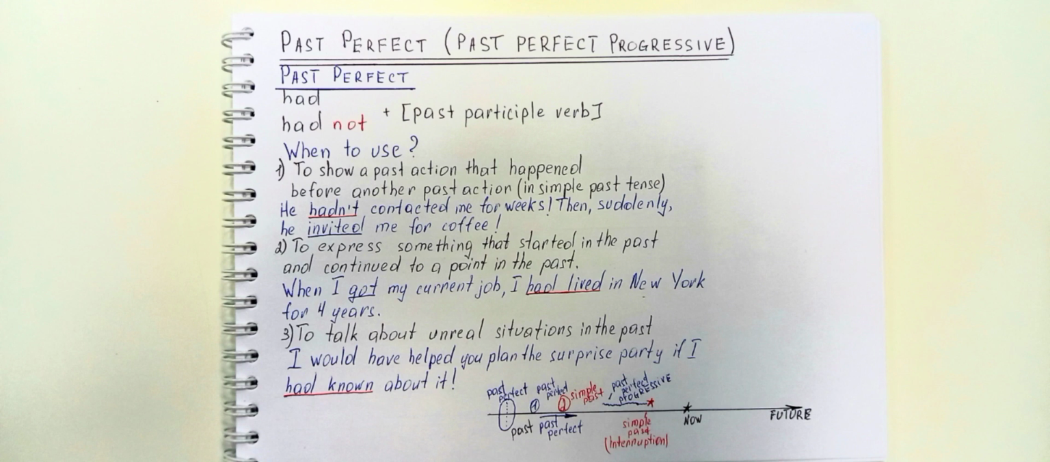So I have again simple past tense here. When I got my current job, this part shows us where this action kind of stops. So when I got my current job, I had lived in New York for 4 years. So this point on the timeline where the speaker began living in New York, the point in time the speaker lived in New York and the person got the job.